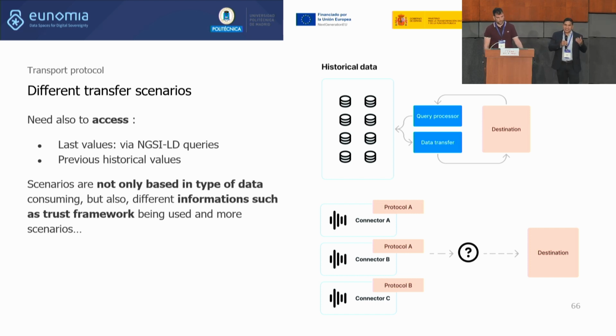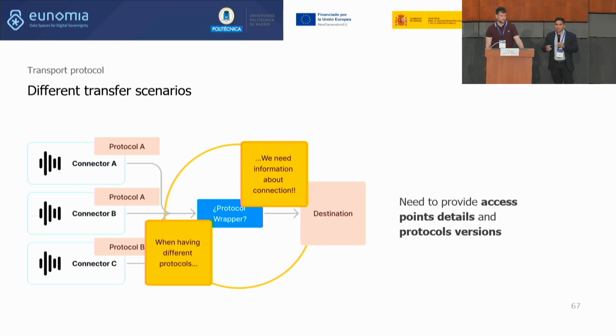However, these two forms of getting the data are not the only requirement for data sharing in this case. So we are proposing, if we have different protocols using different connectors, in order to share this data, you have in one way or another to define how you can or how you want to share this data. And we propose an idea that is a protocol wrapper, okay?